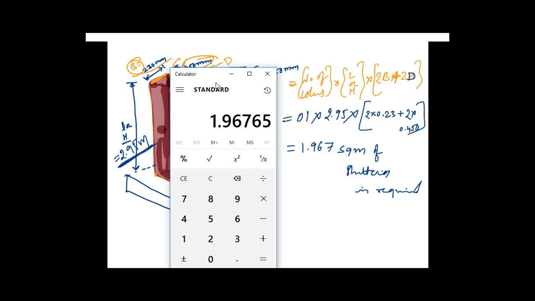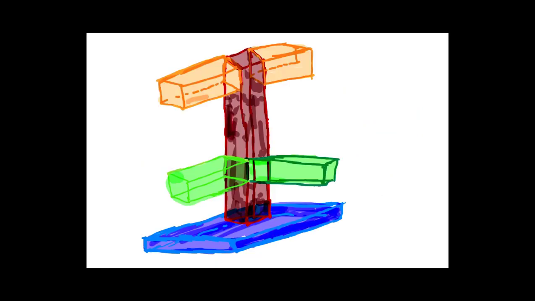Okay, this is how we have to find the shuttering quantity of a column when there are no beams intersecting. But this type of column we find very rarely when we actually go for executing. So this one is the typical column which we generally find at site, which will be having a footing, plinth beam. Let's consider this as plinth beam, and this one as the floor beam.